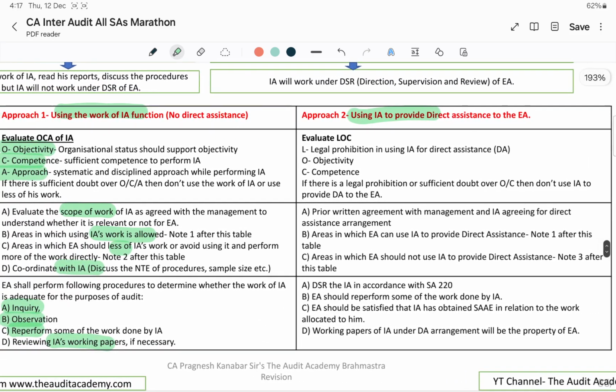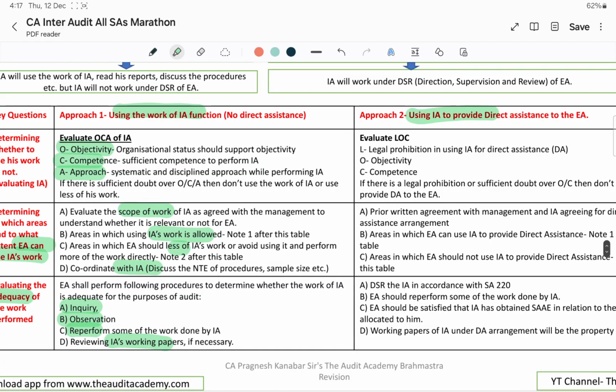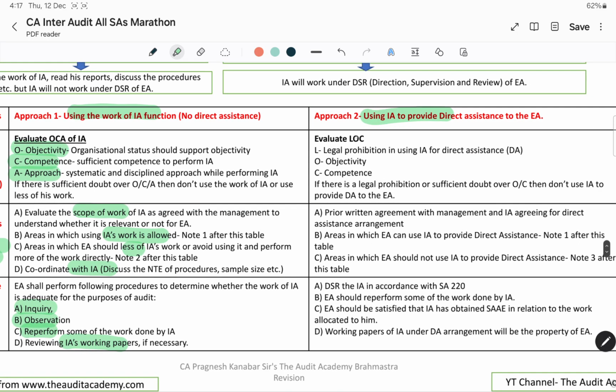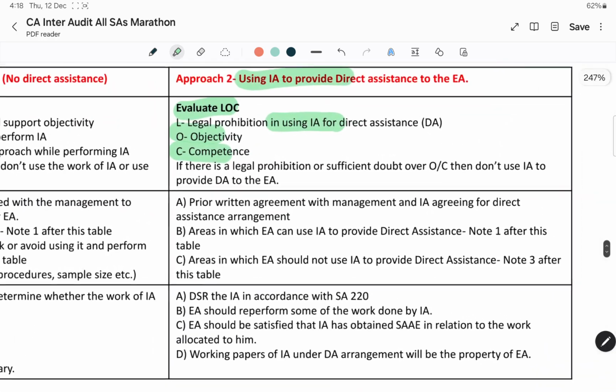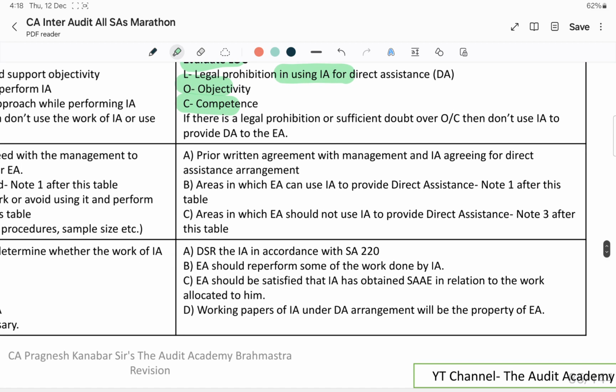providing direct assistance to the external auditor. Here, where no direct assistance is provided, evaluate objectivity, competence, and approach. And here, evaluate legal prohibition in using internal audit for direct assistance, objectivity, and competence. If there is a legal prohibition or sufficient doubt over the objectivity and competence, then do not use the internal auditor to provide the direct assistance to the external auditor.